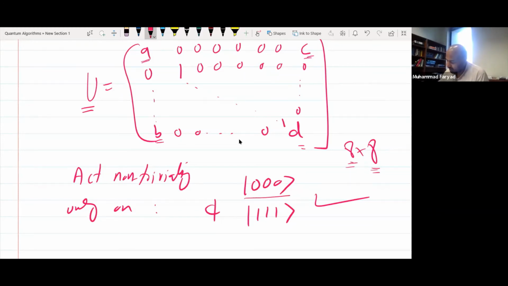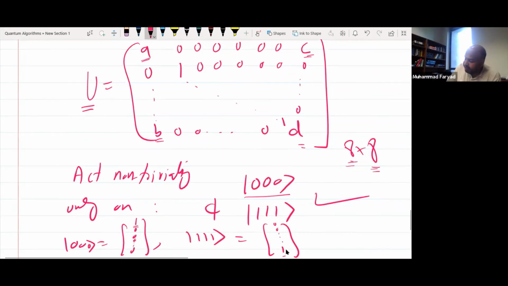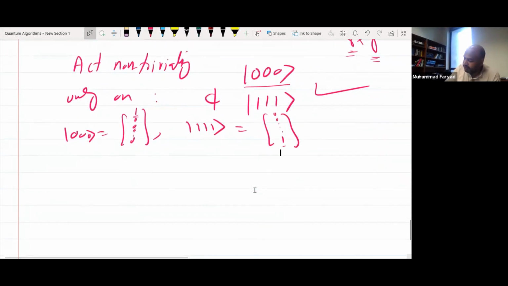So this computational state 0-0-0 is represented by 1-0-0-0 all the way, and this 1-1-1 state is 0-0 all the way to 1. And every other state has a 1 somewhere in between. So it's an identity matrix if your non-zero elements come at a location other than the first and the last place. So it acts non-trivially on these two states, 0-0-0 and 1-1-1. Is that clear?